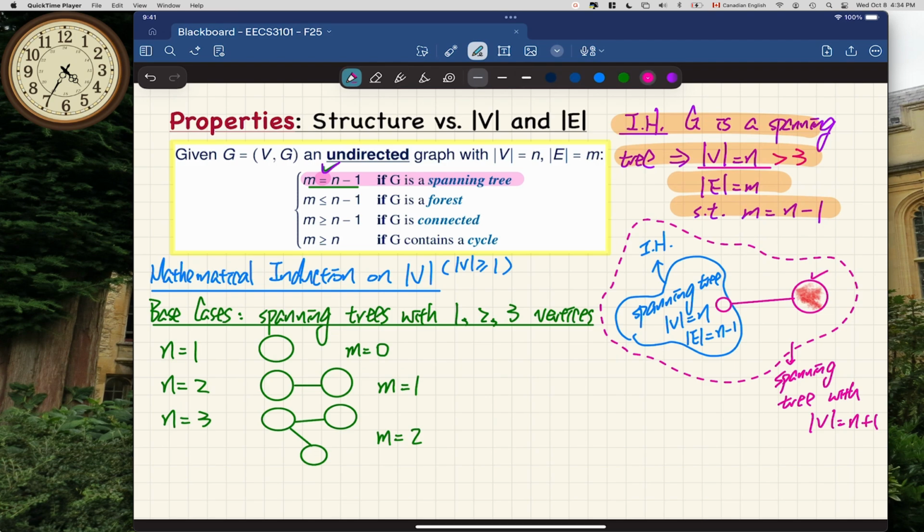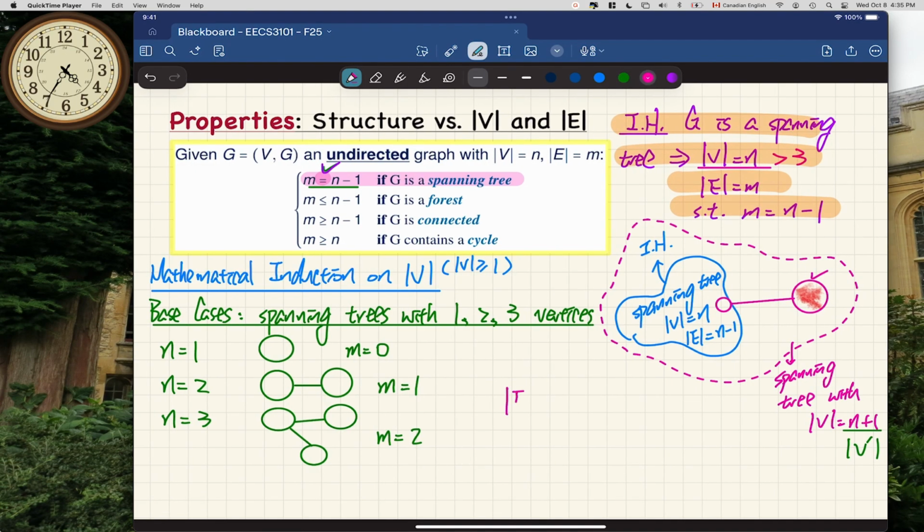So let's now start the equation. Let me call this part over here v prime. Prime here just means the new graph. So v prime and e prime are the number of vertices and edges for the new graph. You can think about this as the v prime. Let's now talk about e prime.